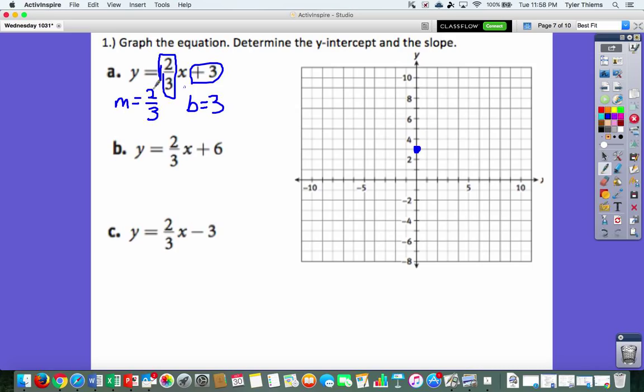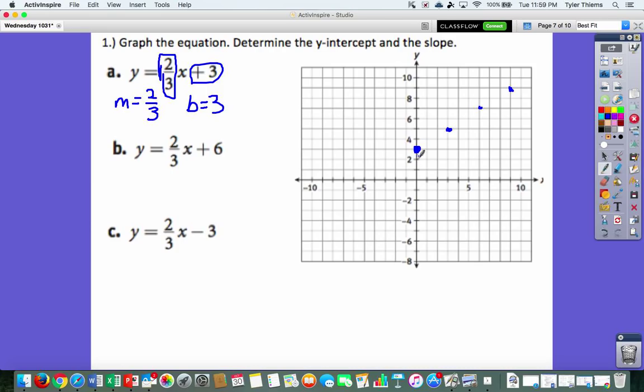So you're going to rise. In this case, our slope is 2/3. Rise 2, run 3. Put another point there. Let's go as many times as we can. Rise 2, run 3. Put a point. Rise 2, run 3. Put a point. Rise 2, and that goes off the graph.